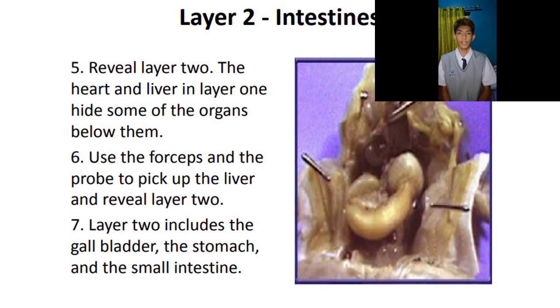Layer 2. Intestine. Reveal layer 2. The heart and liver in layer 1 hide some of the organs below them. Use the forceps and the probe to pick up the liver and reveal layer 2. Layer 2 includes the gallbladder, stomach, and the small intestine.